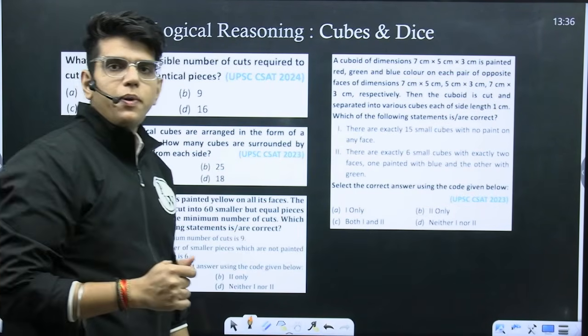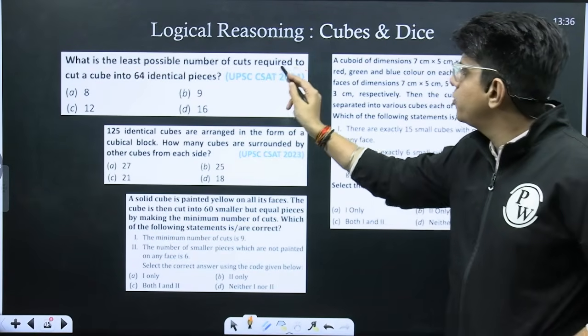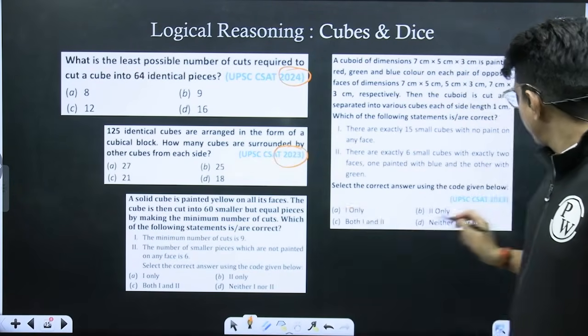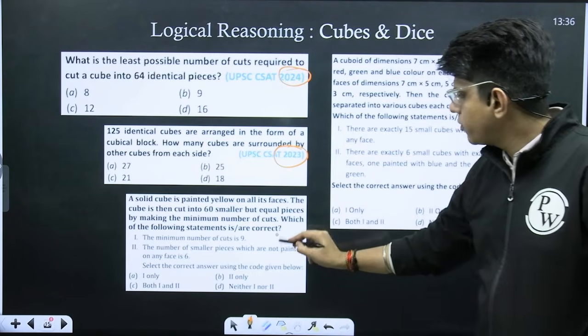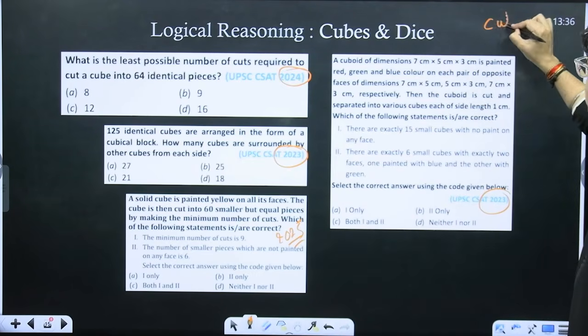Last important topic which I need to discuss is cubes and dice. You have question in 24, 23, 23. Okay, there is a question in 25. All these questions are related to cube cutting.